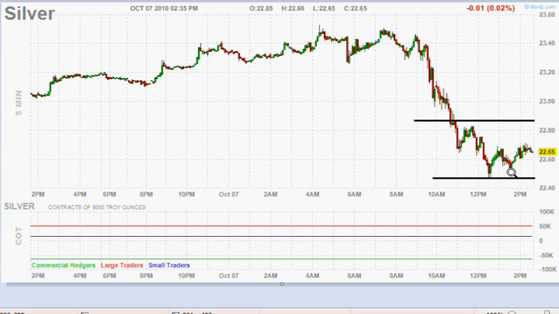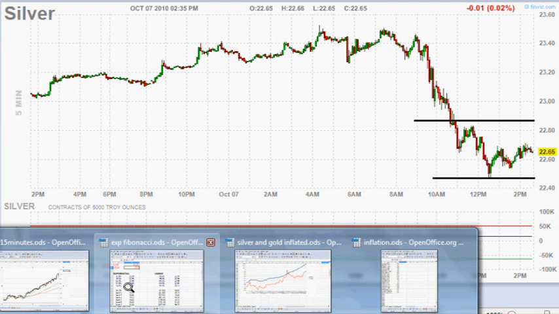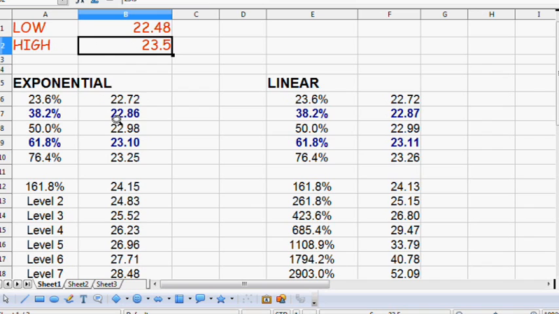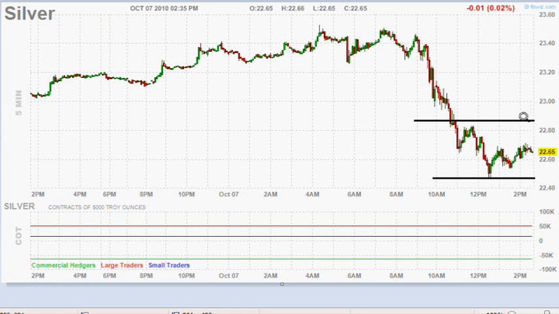Now the bottom on here looks like 22.48, and if we put in the variables for 22.48 on this mark, the price numbers we would be looking towards are 22.86 and 23.10. 22.86 just refers to this level here, and then 23.10 will have some importance also.